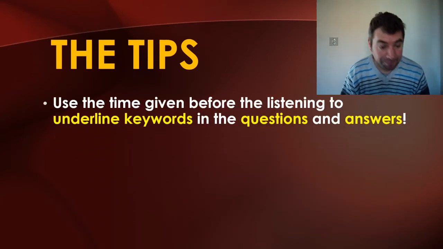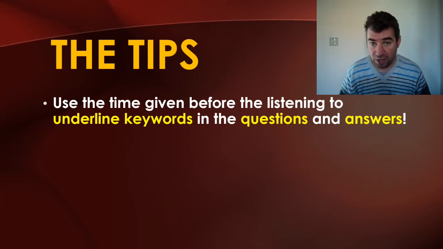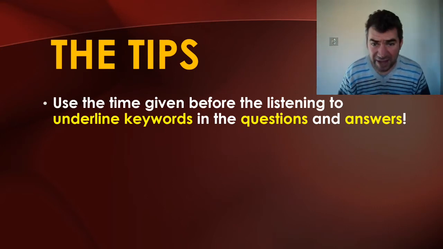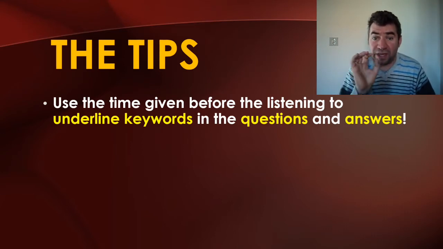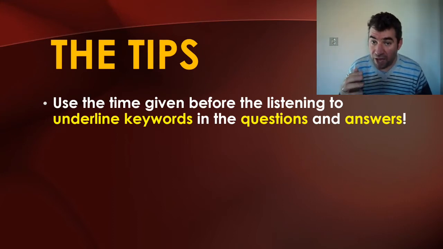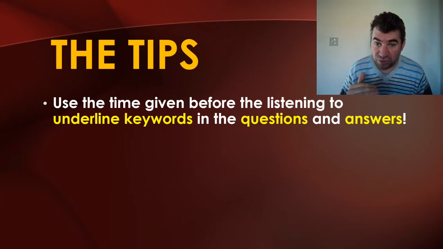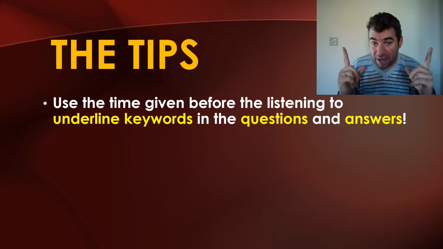Alright, so the tips. Use the time that you are given before the listening to underline keywords in the questions and answers. Now this is, I think, the key to this part. So they give you about 30 seconds, I think, before each part, and you should be underlining all the keywords in your questions and in the options if you have time. First of all, start with all the questions and then go in and have a look at all the options. And this is to prepare yourself and know what you might be listening out for.